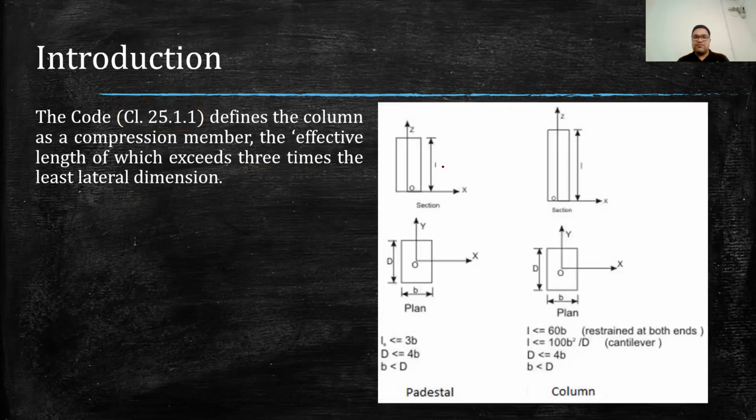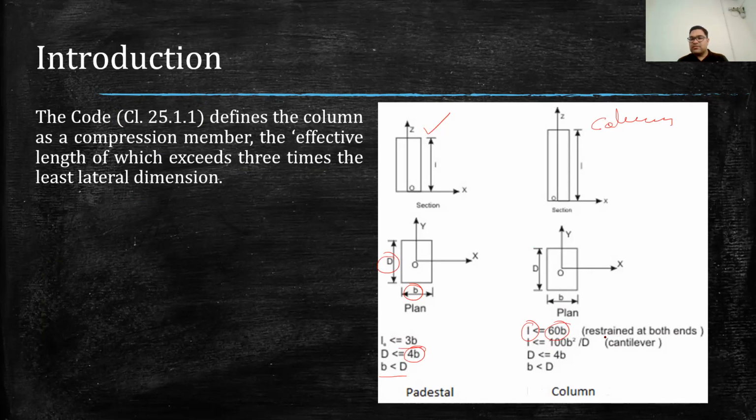So this is as per the clause of IS code, and I have also shown it here graphically. If we talk about the pedestal, the pedestal has 2 dimensions B and D, and the length is less than or equal to 3 times of B, then we call it pedestal. Similarly, if we compare with D, it should be less than or equal to 4 times of B, and generally B is less than D. Now similarly, talking about the column, the column has a length which should be less than or equal to 60 times of B. So that is the maximum possible height of column.